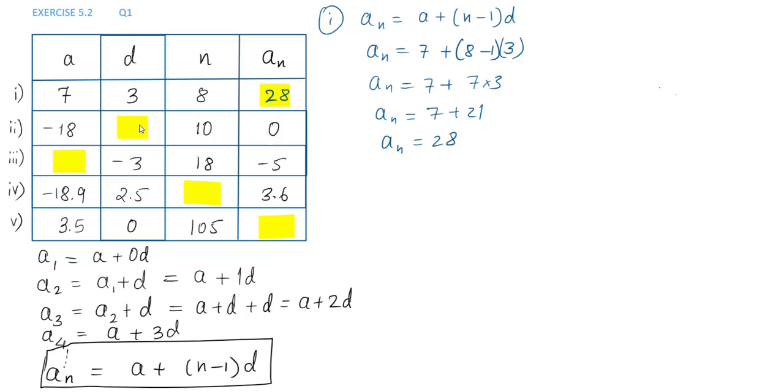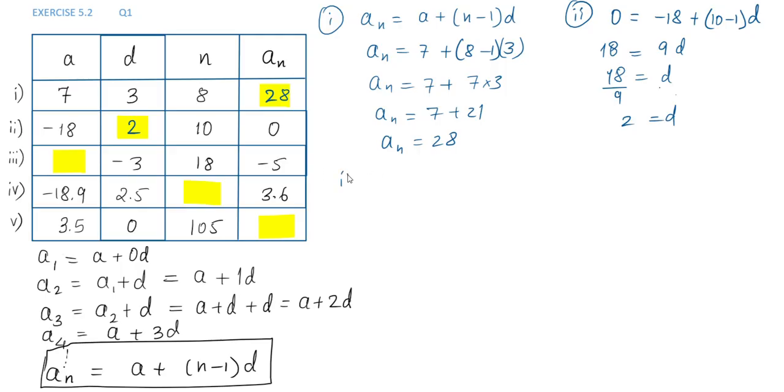For the second, d is missing. We'll use the same thing. an is 0, equals a plus n minus 1, which is 10 minus 1, and d is missing, so we keep d as d. If we send the 18 to the other side, it becomes positive, and 10 minus 1 is 9, so d is 18 divided by 9, which is 2.